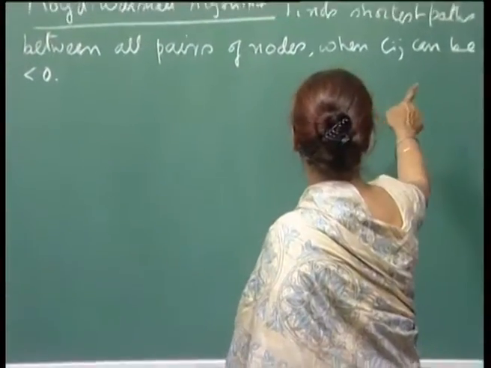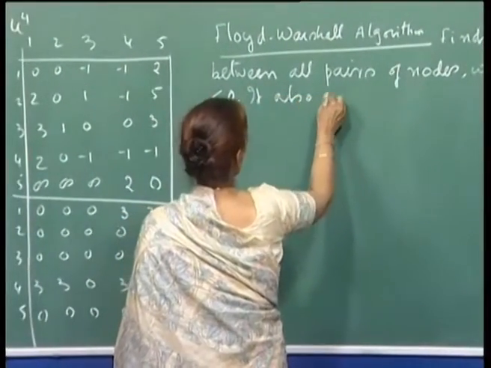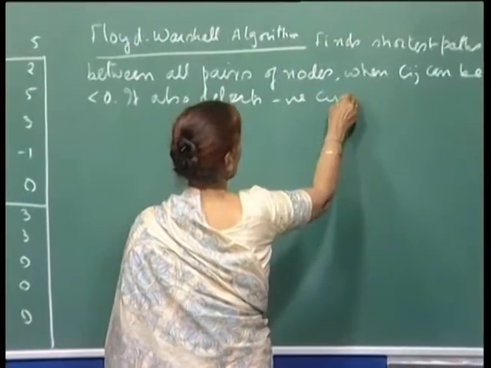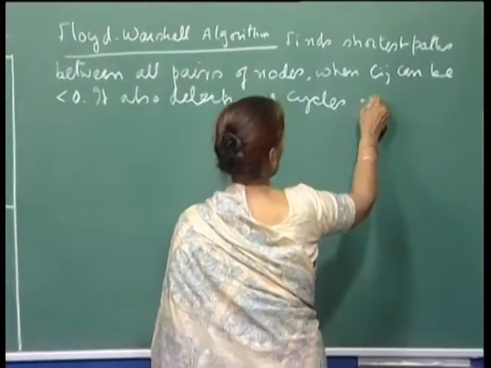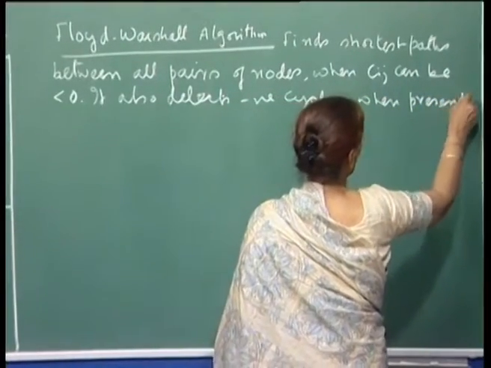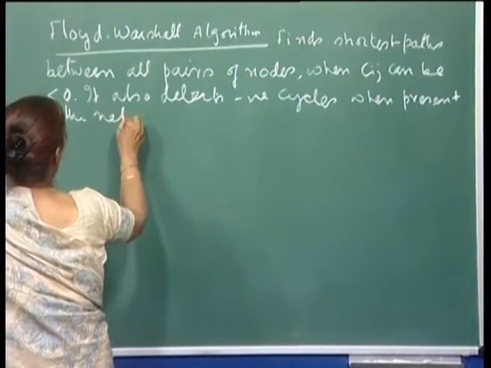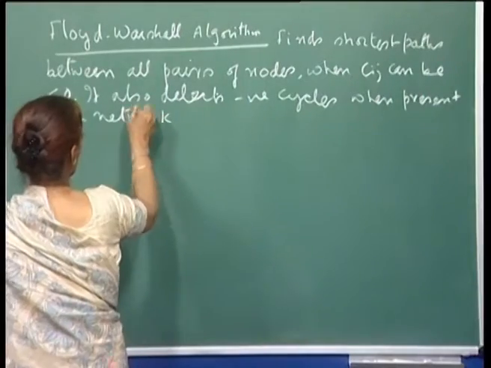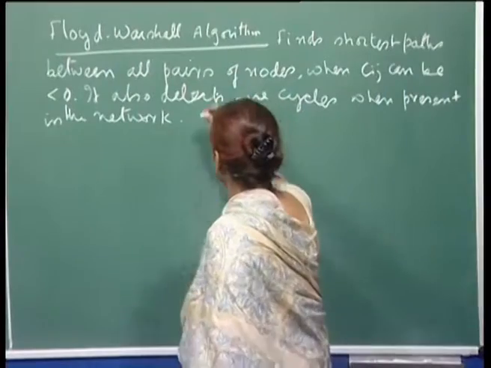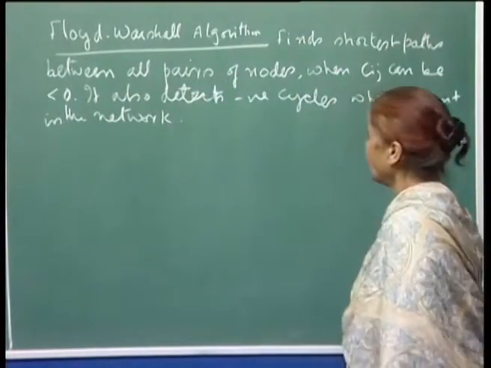So, all Cij can be negative. It also detects negative cycles when present in the network. And the idea is simple, and I will give you its validity later on. So, it detects negative cycles when present in the network, right.